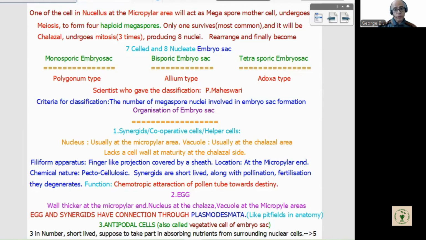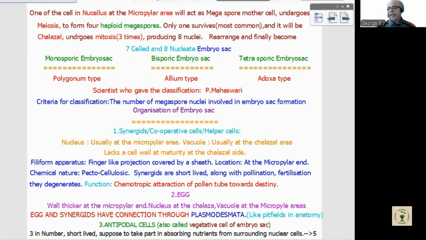And what is the function of the synergid? The function is chemotropic attraction of the pollen tube towards the egg apparatus, whatever it may be. It is going towards the egg. So, function: chemotropic attraction of the pollen tube towards the synergid. Chemotropic, the term, is an exam question: chemotropic attraction of the pollen tube.